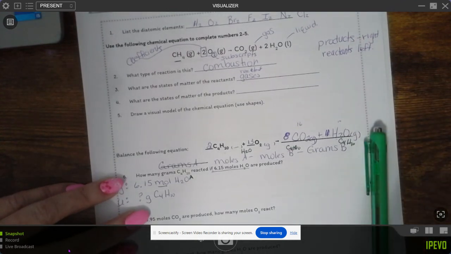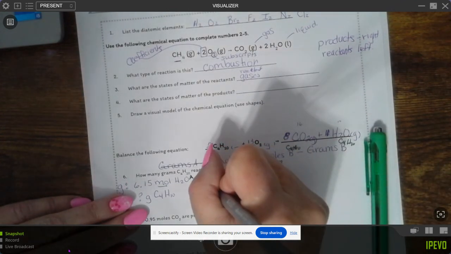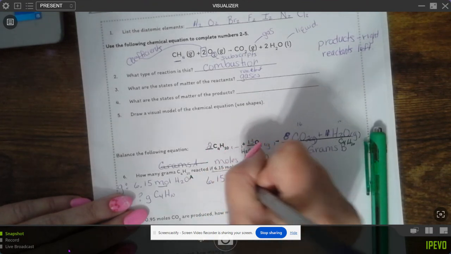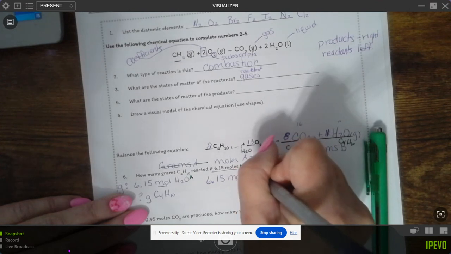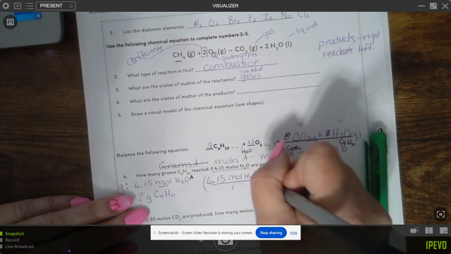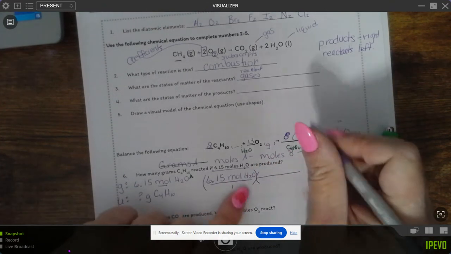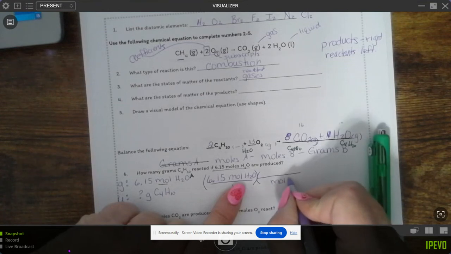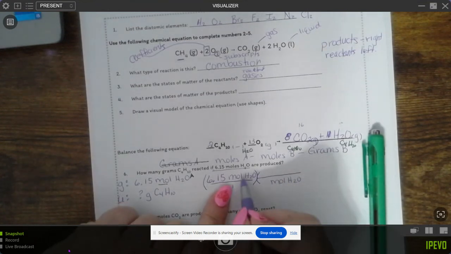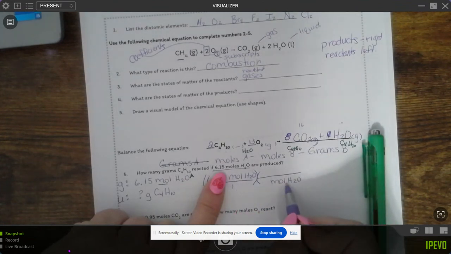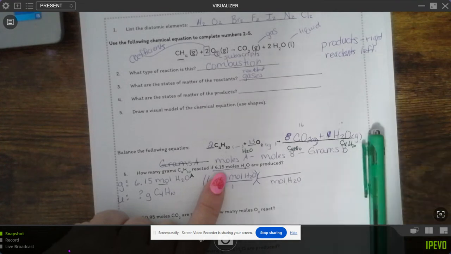Okay, so now I'm going to set up my problem. 6.15 moles of H2O over 1. Moles of H2O is going to go on the bottom. This is the thing you've got to understand: this unit and substance always comes down, so it will cancel out. So moles of H2O goes on the bottom.